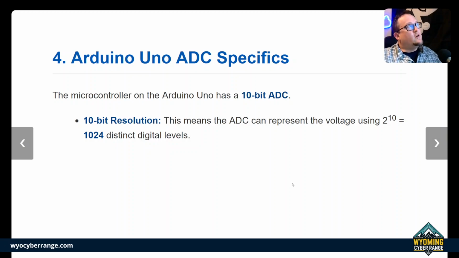The microcontroller on the Arduino Uno is a 10-bit ADC. 10-bit means it represents voltage by 2 to the 10th power. This number may look very familiar at this point, because 2 to the 10th power is 1024. So that's 0 to 1023. We have 1024 distinct digital levels.